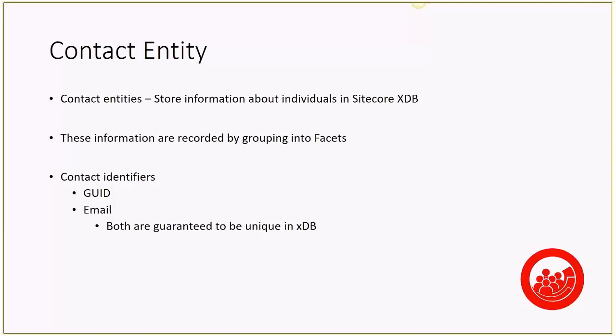So if you take a custom contact entity, facets are the ones that are used to gather or create this information. Entities are uniquely identified by two keys. One is a GUID, as you might already be familiar with .NET GUIDs, and the other one is an email. Sitecore Analytics guarantees that both the GUID and the email used in analytics will be unique, so that there won't be any duplicated records.